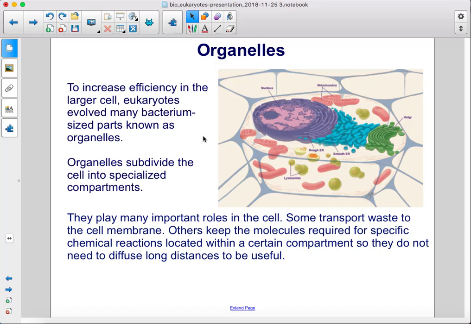To increase efficiency in the larger cell, eukaryotes evolved many bacterium-sized parts known as organelles. Organelles subdivide the cell into specialized compartments. They play many important roles in the cell. Some transport waste to the cell membrane. Others keep the molecules required for specific chemical reactions located within a certain compartment so they do not need to diffuse long distances to be useful.